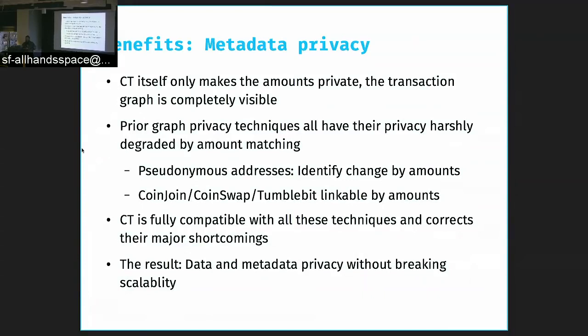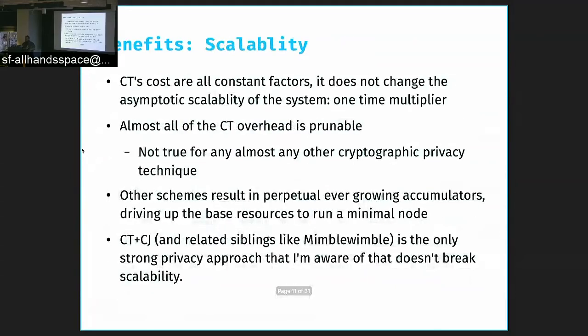And so if you do that, you end up with both data and metadata privacy without breaking the scalability. So this preserves all of the same good scaling properties of CT alone. And this is also true for coin swaps, and Tumblebit, for example, would be made more private by CT and many other techniques as well.